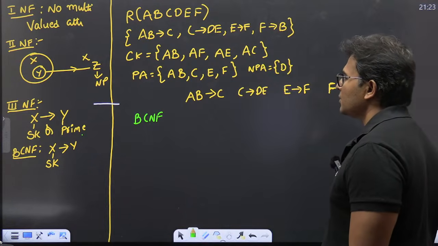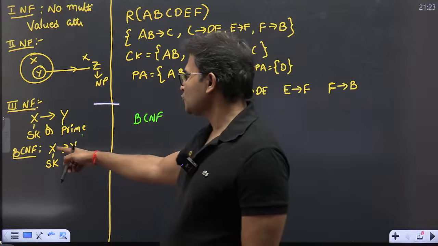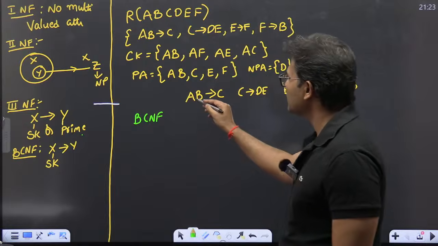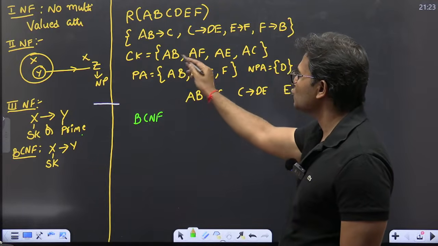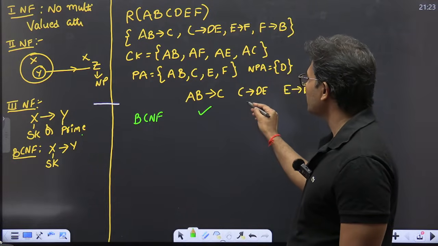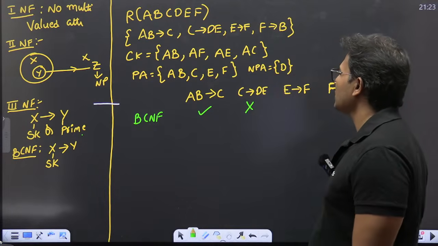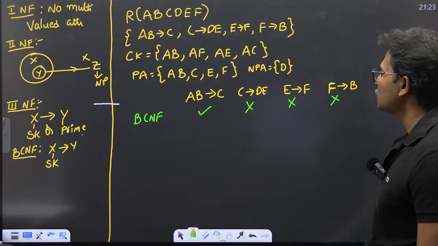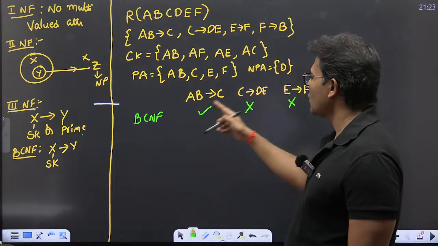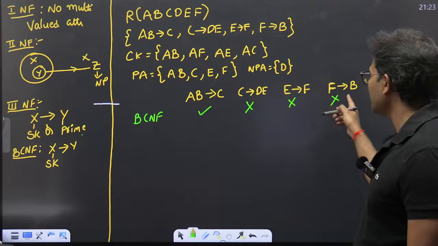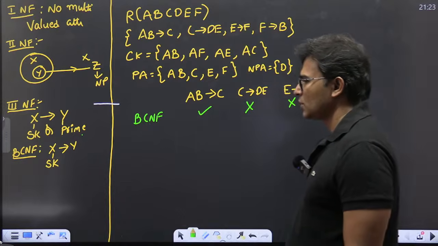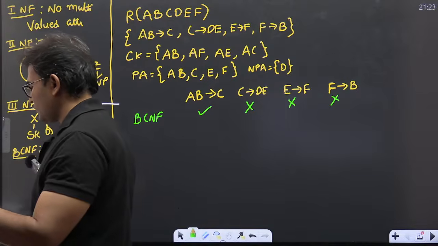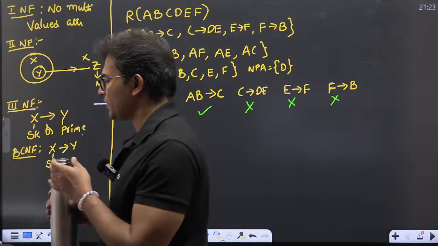In BCNF, the left hand side should always be a super key. AB is a super key, so it is okay. C is not a super key, not allowed in BCNF. E is not a super key, not allowed. And F is not a super key, not allowed. So all these three dependencies are not allowed in BCNF.